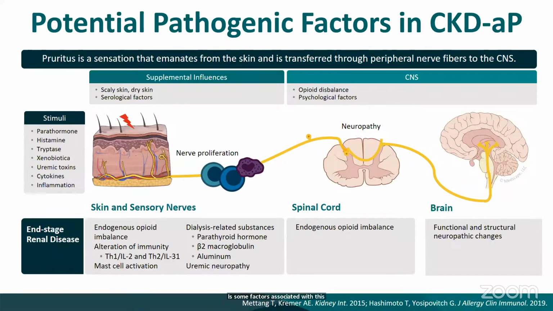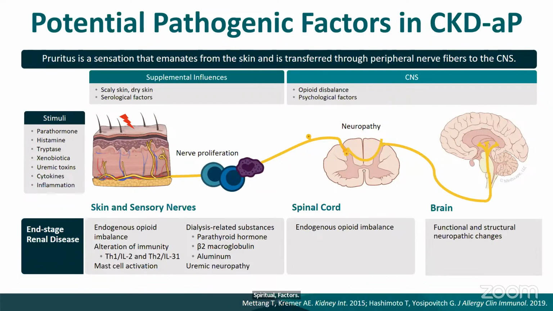So if you look at the potential pathogenesis of the itching, it is a sensation that comes from the skin, and it's transferred through peripheral nerve fibers to the CNS. As you can see on the right-hand side, we have our CNS. But some of the stimuli, if you look on the left-hand side, are things like parathyroid hormone, histamines, tryptase, or uremic toxins, cytokines, inflammation. So you'll get this dry, scaly skin and these other serological factors.